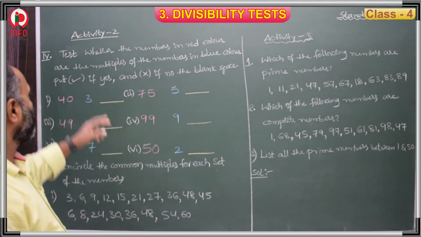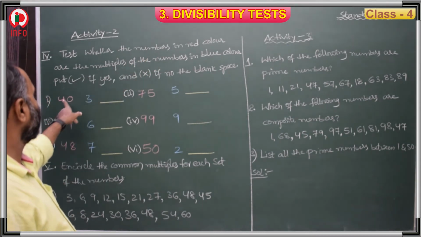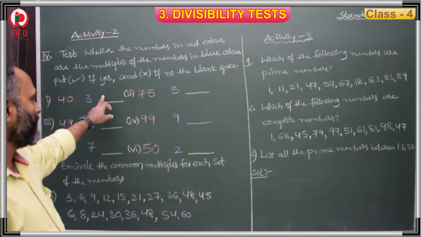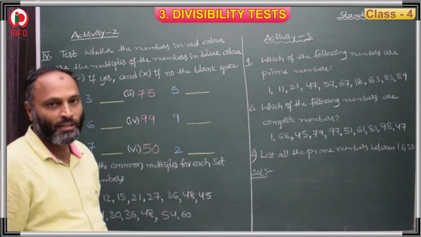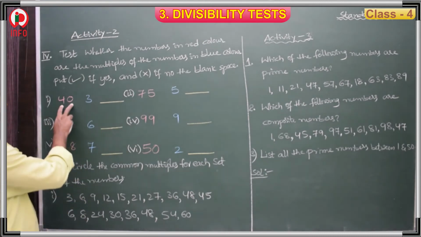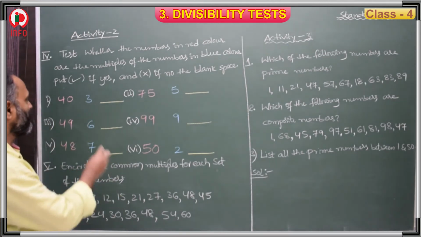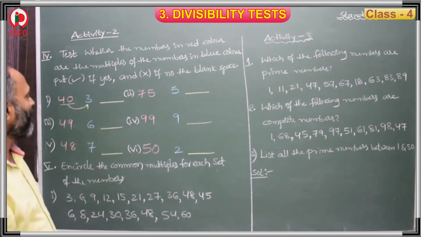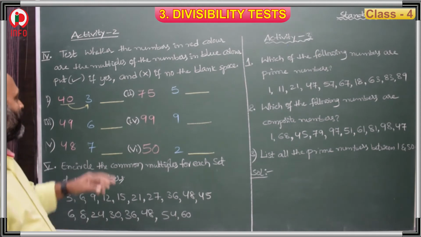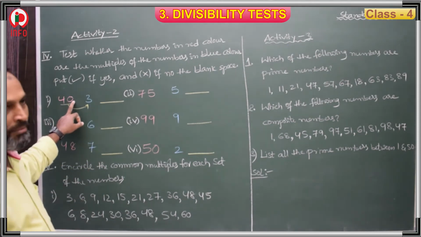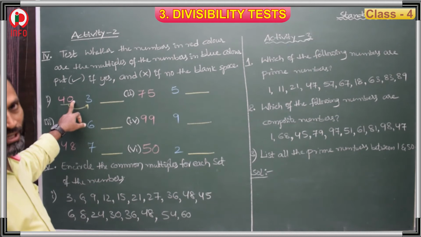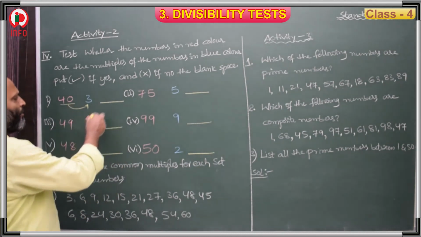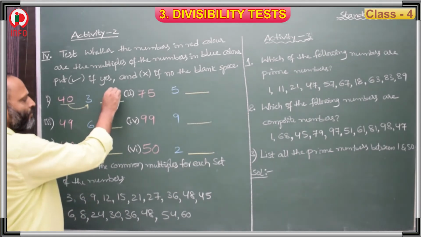Now here, test whether the numbers in red color are the multiples of the blue color. If yes, make it a tick, otherwise wrong. This is a red number and this is a blue number. We have to check whether 40 is a multiple of 3 or not. Here 4 plus 0 is 4, and 4 is not divisible by 3, so it is not a multiple of 3.